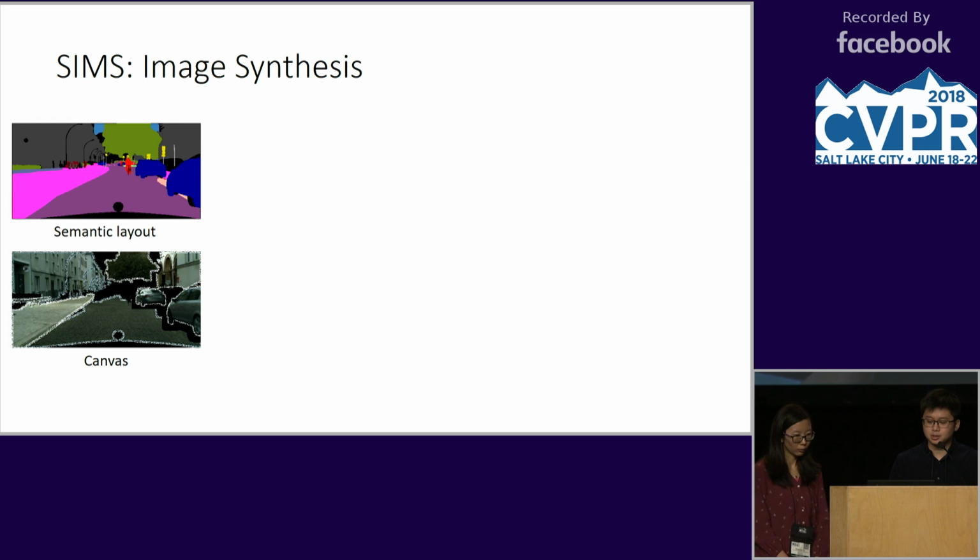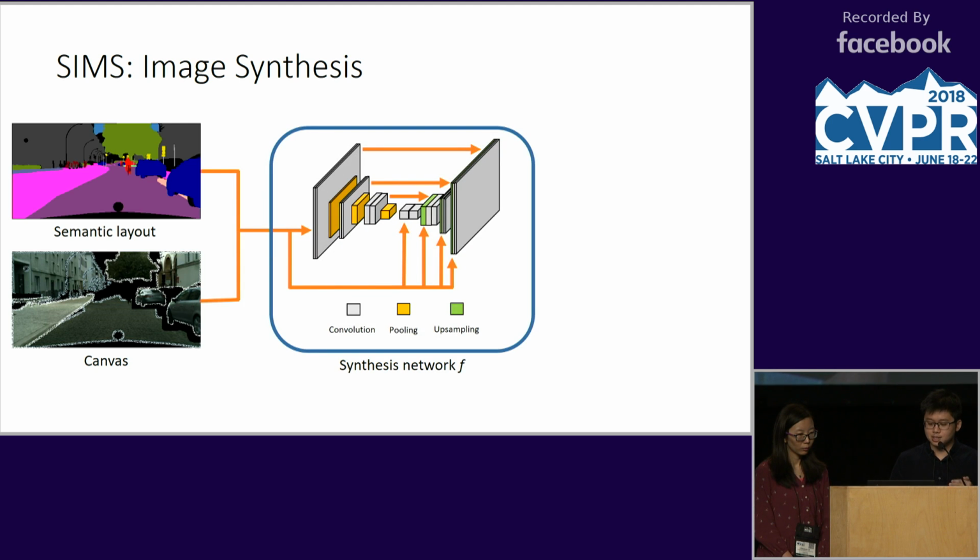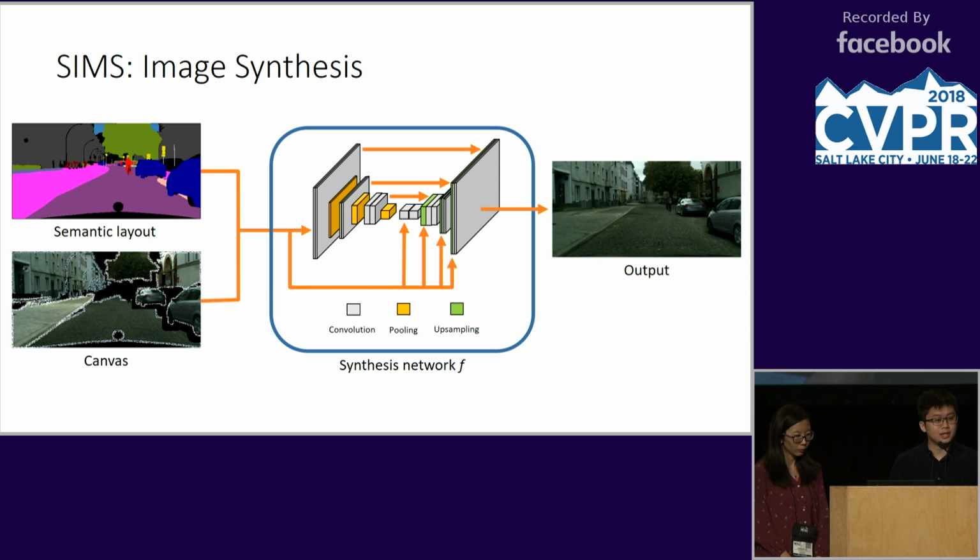In the next stage, which is the image synthesis stage for the canvas, we refine the canvas with an image synthesis network. The synthesis network takes the semantic layout and the canvas as input. The network architecture of the synthesis network is simply an encoder-decoder. Finally, the network generates the photographic output image. The role of the network here is to harmonize the image, inpaint missing regions, and add shadows if needed.